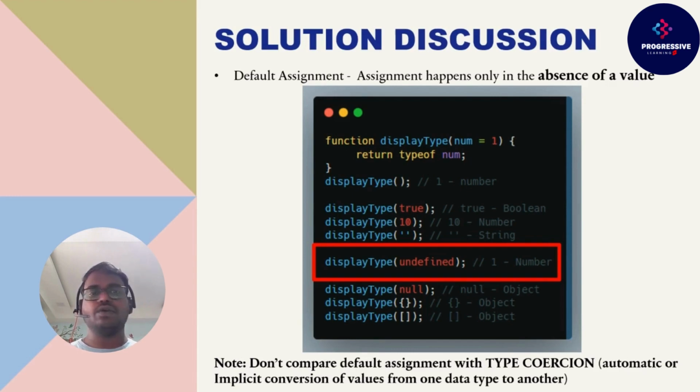That's the reason I told you don't compare it with type coercion. Type coercion is different. For example, if you have an if condition, if of empty string is false, if of empty array is true. So there are some quirks in JavaScript. We'll discuss more of them in the coming videos. But for this video, remember these data types and undefined and null.